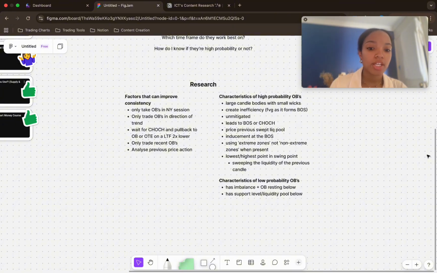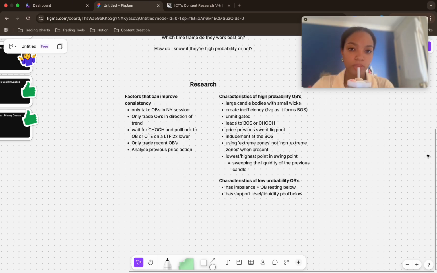This can kind of change, but it's basically we're going to make sure that the candle that we're using has previously swept that previous candle. I don't know if that made sense, but anyway, characteristics of low probability order blocks is it has imbalances or order blocks resting below, and it has support or liquidity pools below and above, obviously depending on whether it's bullish or bearish. Most likely it's just going to be bullish order blocks that we're going to be using because NASDAQ is a bullish instrument.